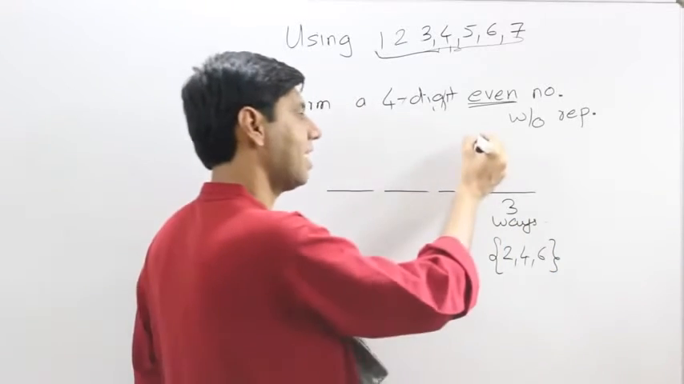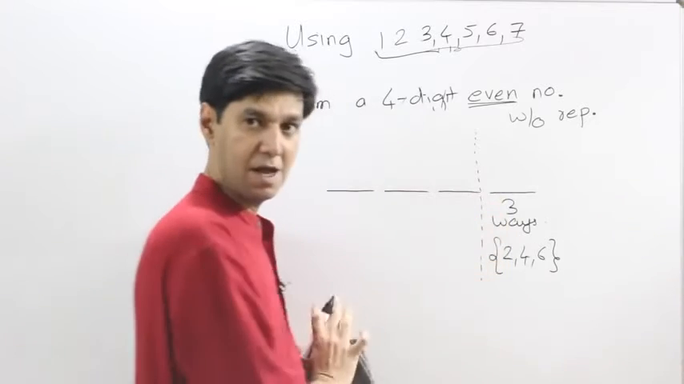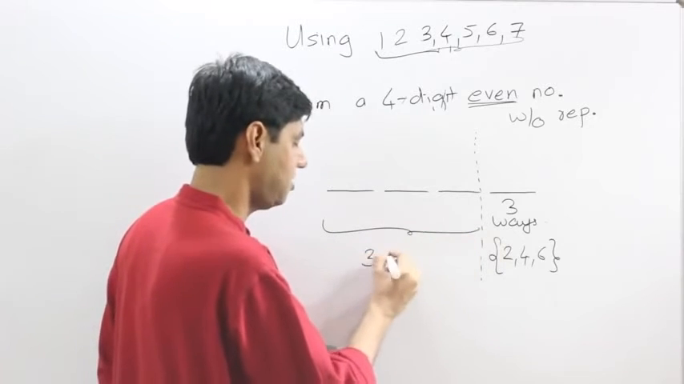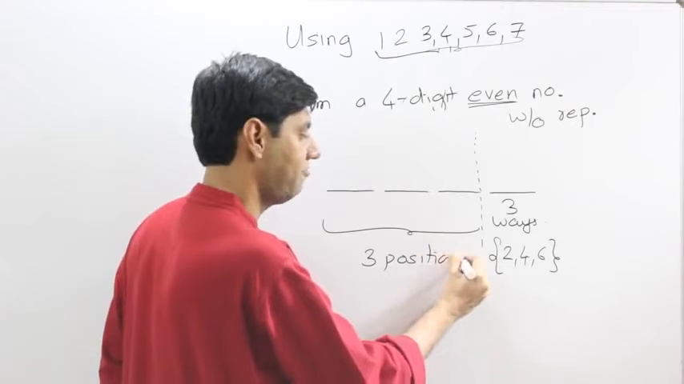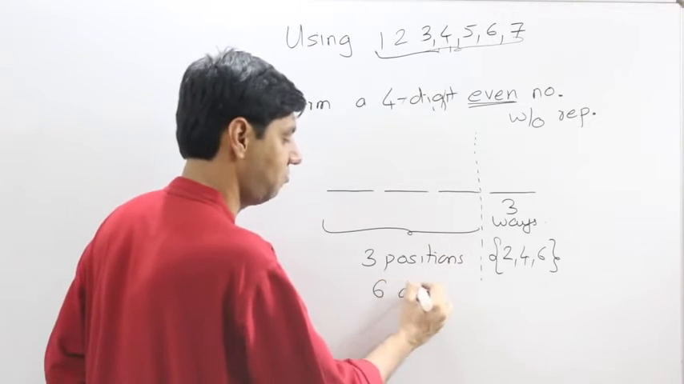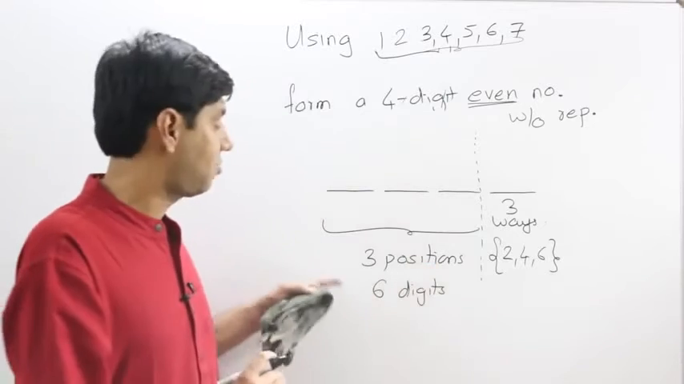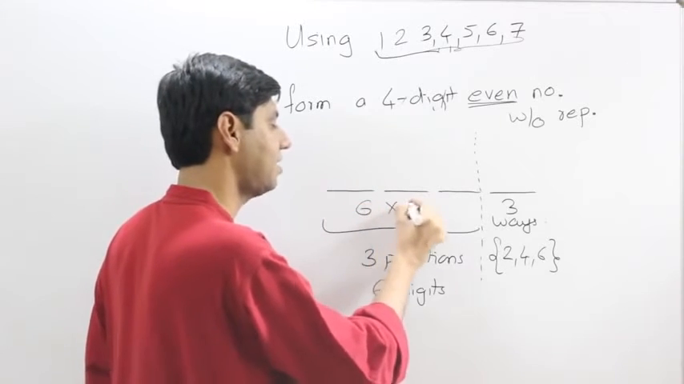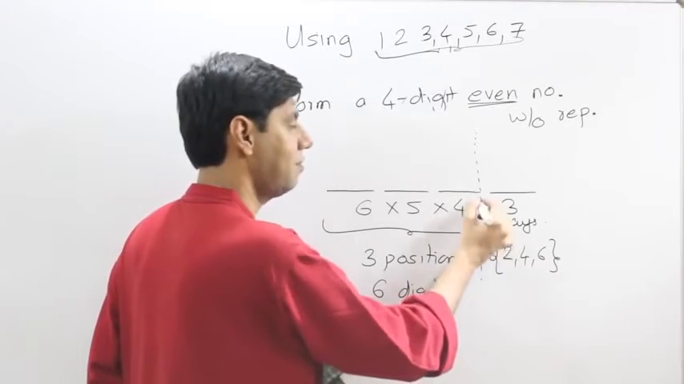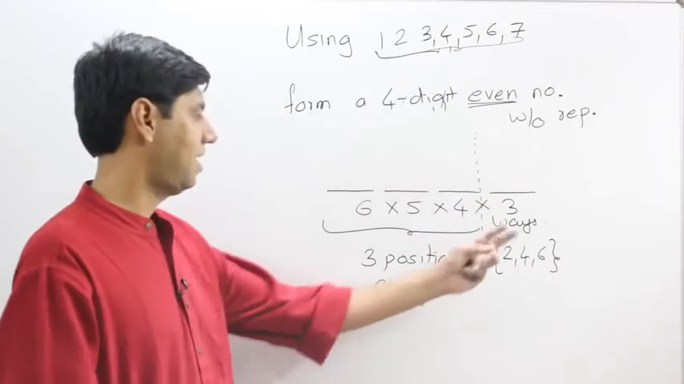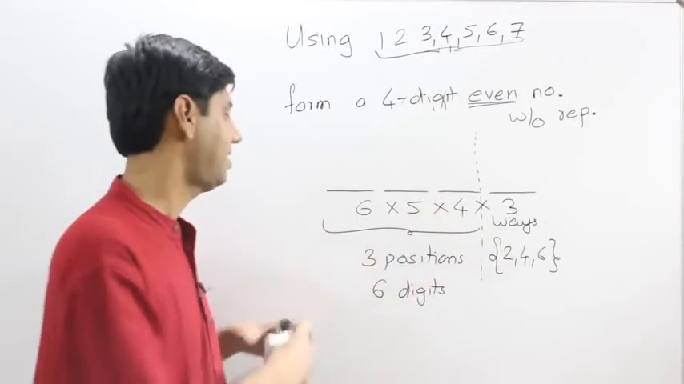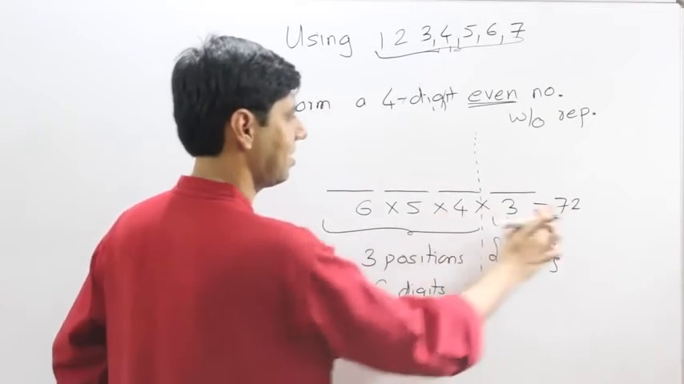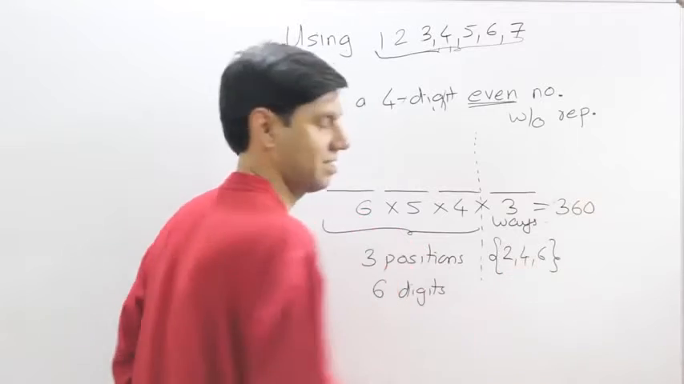Having satisfied that condition, take a pause and reassess the situation. Could I say now I am left with 3 positions to be filled and I am left with 6 digits? 1 digit has been used up. And so 3 positions, 6 digits is similar to the last example that we did. So you should be pretty fast over here, 6 into 5 into 4. And this would be multiplied with the 3, and the answer is going to be, let's say 3 4s are 12, 12 5s are 60, 60 into 6, 360 ways.